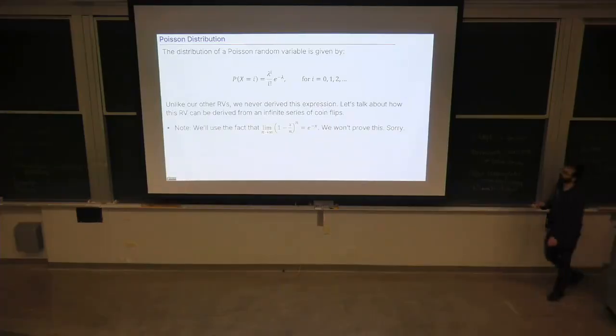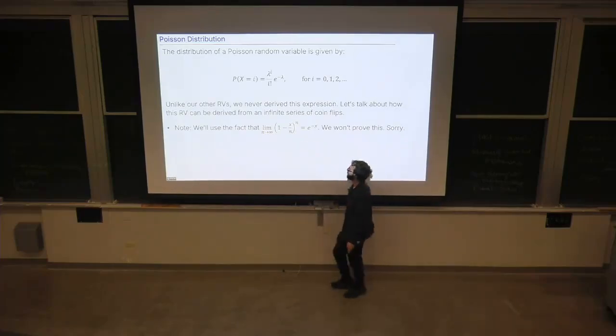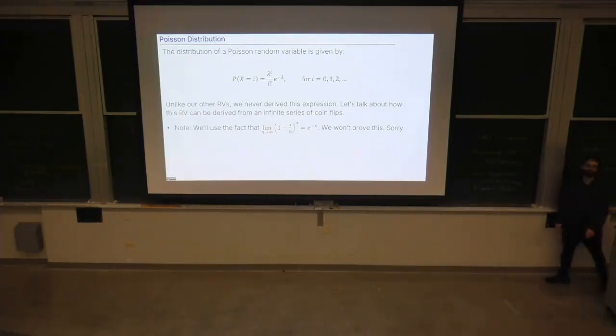I am going to note that we're going to use this random math fact that the limit as n goes to infinity of (1 minus x over n) to the n is e to the minus x. I'm not going to prove it, sorry.